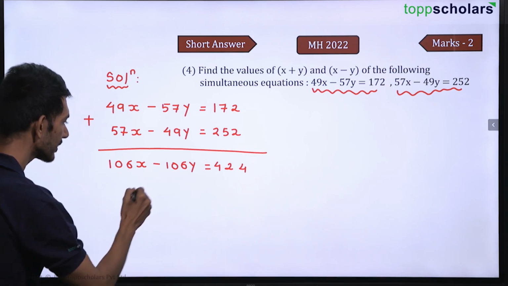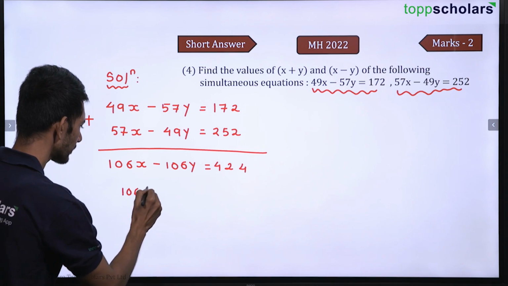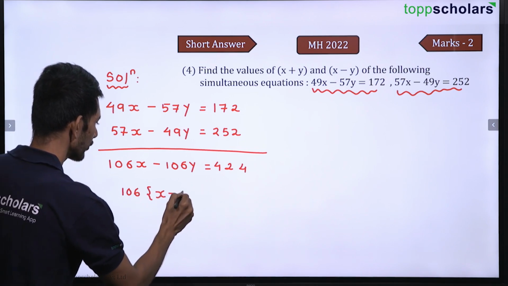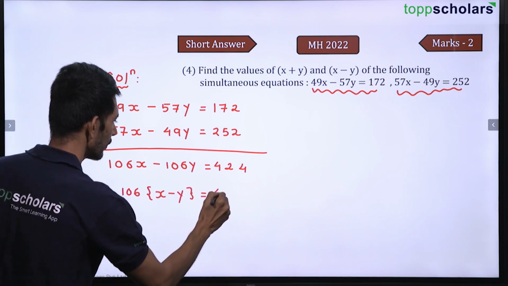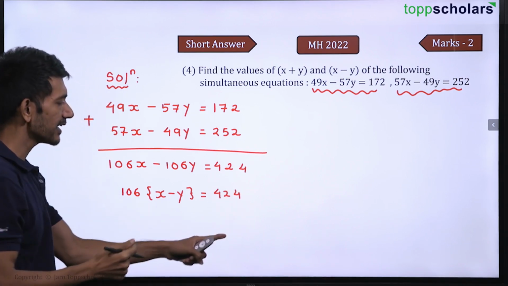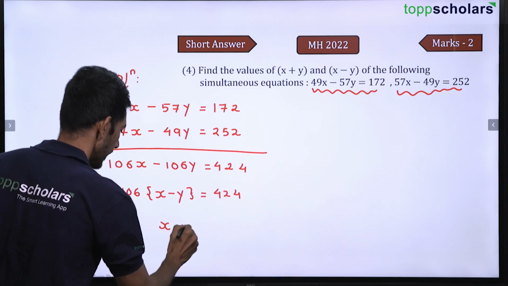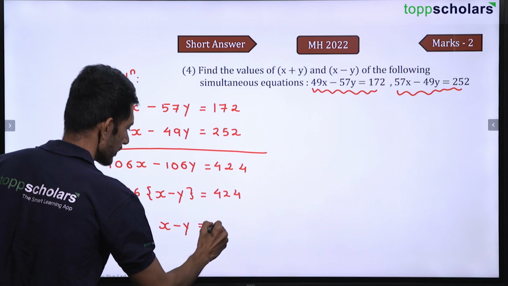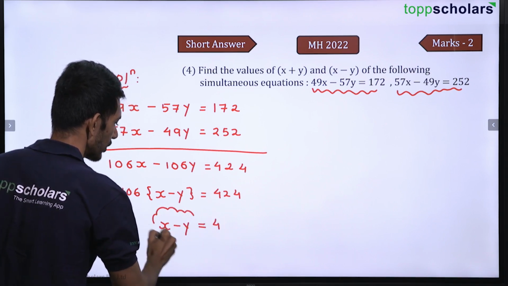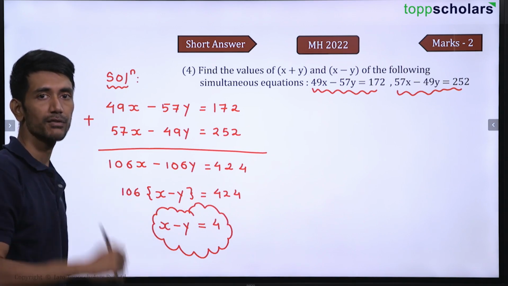You can divide both the sides by 106. That is, you can take 106 common and you have x minus y is equal to 424. Now if I divide, 106 into 4 is 424. So can I say x minus y is equal to 4, right? I got the value of x minus y, which is 4.